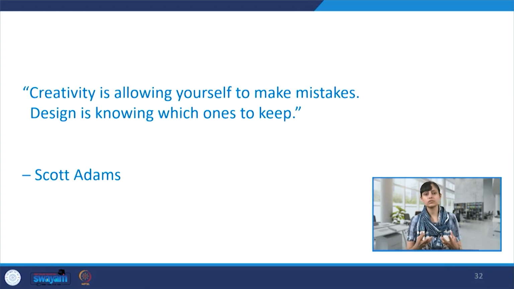So I would just like to summarize with this quote, which is given by Scott Adams. Creativity is allowing yourself to make mistakes. Design is knowing which ones to keep. I find it very, very interesting.